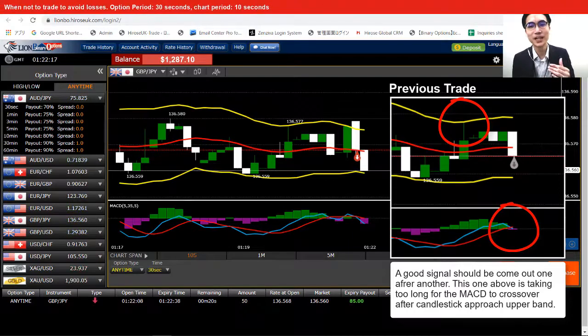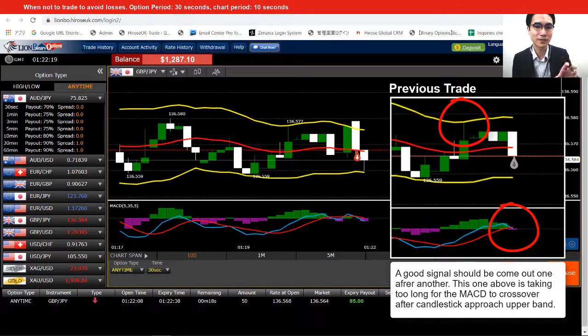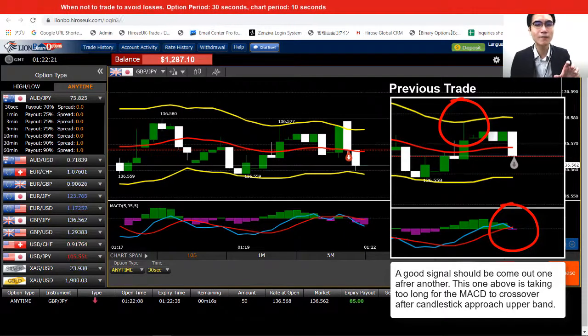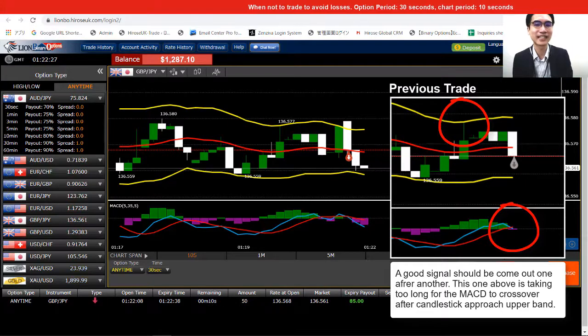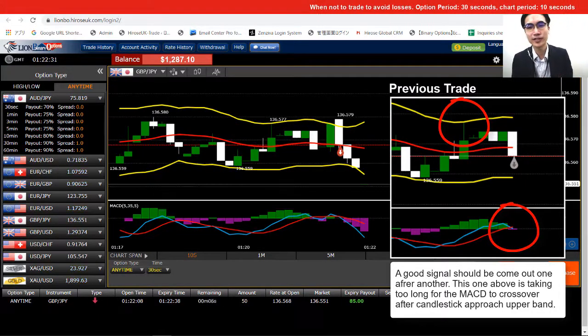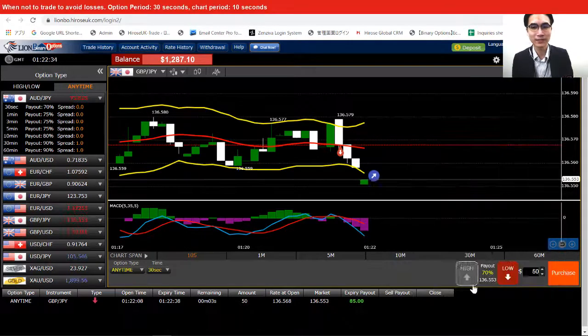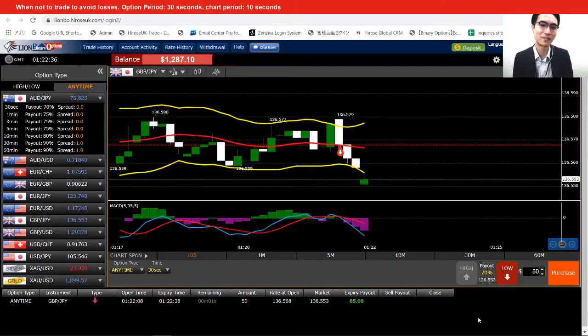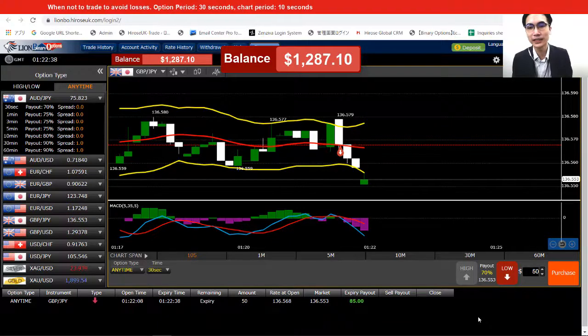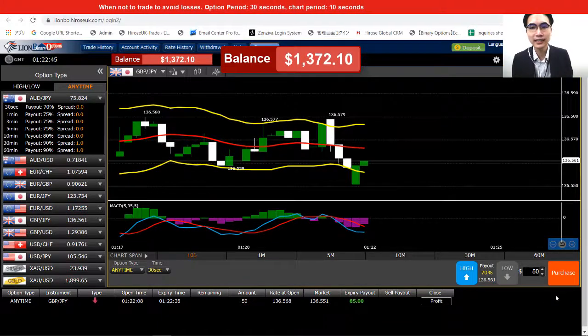Because you see the candlestick approach the upper band, but then it takes a while for the MACD to cross over, and then that time when I open the trade, I know that I opened the trade too late, and the signal doesn't really match each other, and that's why I lost that trade just now. So this is okay. I'm getting the loss back from this one here. So this trade ended in profit.